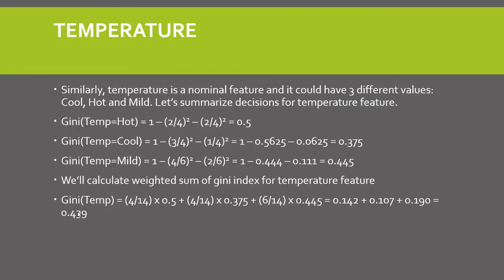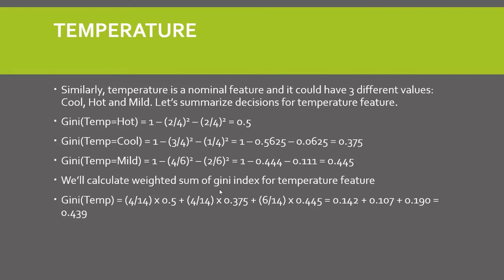Now we go to the next one, the temperature. The temperature is the second one we take into consideration. In temperature, how many times do we have hot, cool as well as mild? When it is hot, how many times do we have yes and how many times no? When the temperature is cool, how many times do we have yes and how many times no? When the temperature is mild, how many times do we have yes and how many times no? So 1 minus 2 by 4 whole square minus 2 by 4 whole square. The value is 0.5. For cool, 0.375. For mild, the value is 0.445.